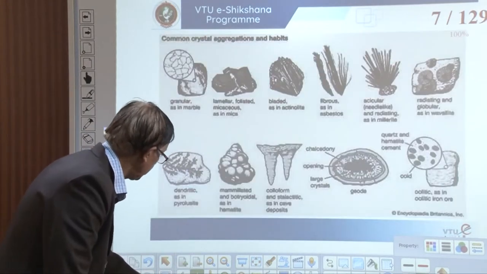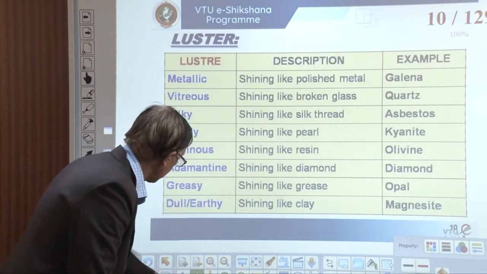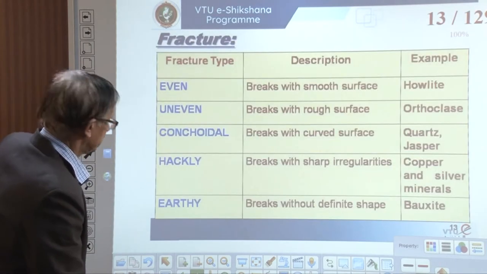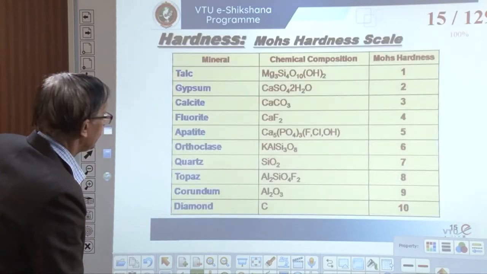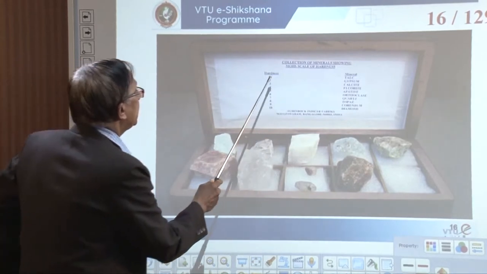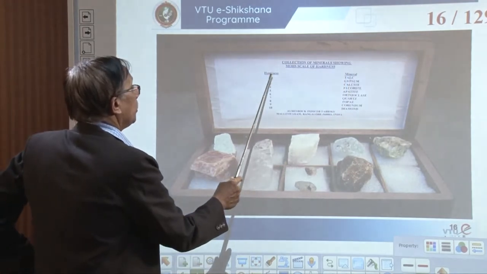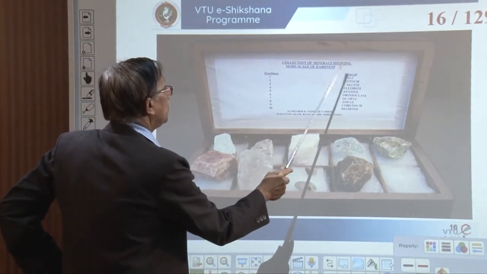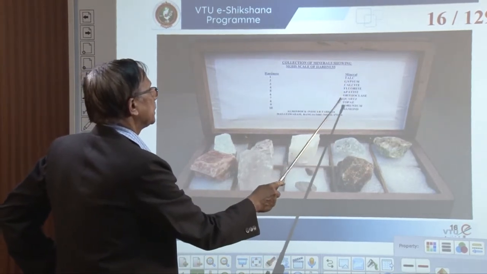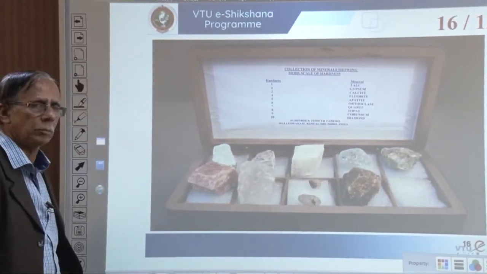I come to that point a little later. Okay, I want to show. Yes, the Mohs scale of hardness. He has arranged all the minerals depending on their hardness. The softest material, as of today we know, is talc. The next mineral is gypsum, next is calcite, next is fluorite, like that. Then corundum, the 9th one, and the 10th one is diamond.